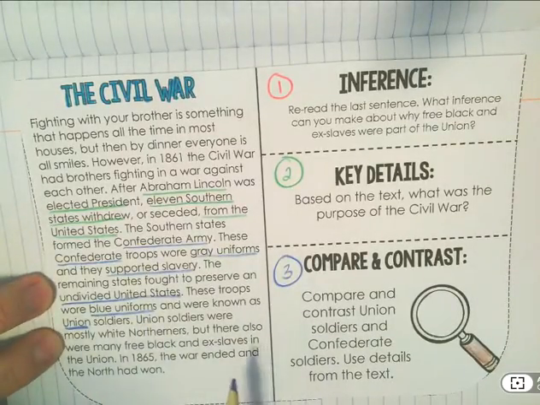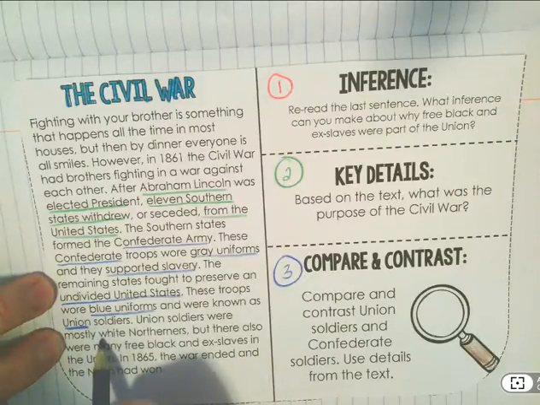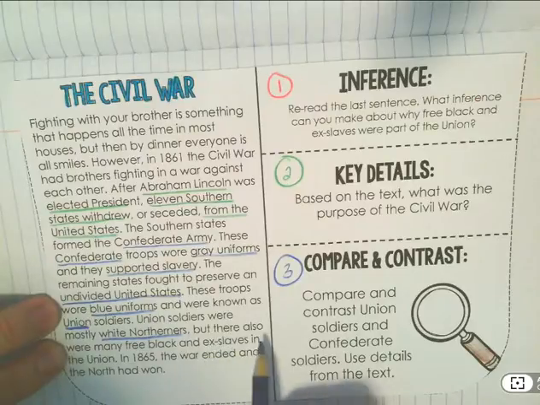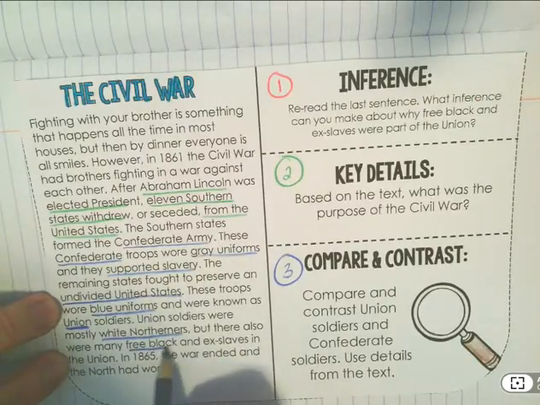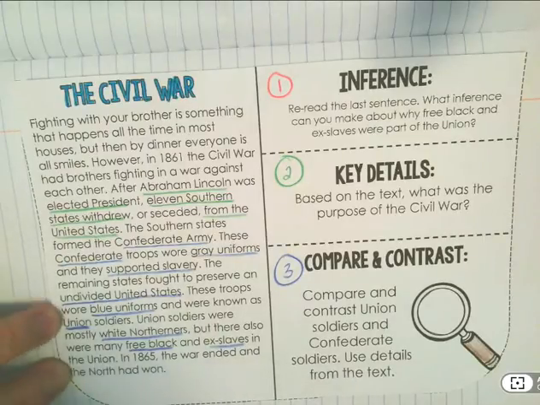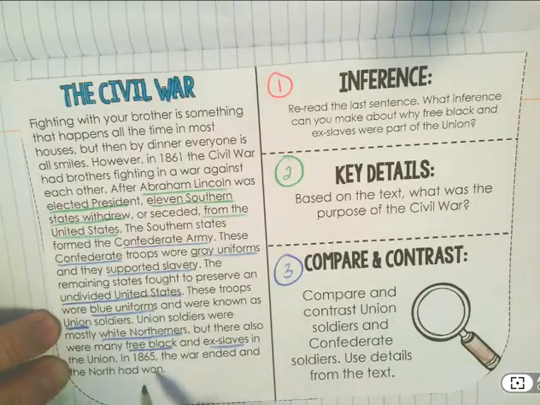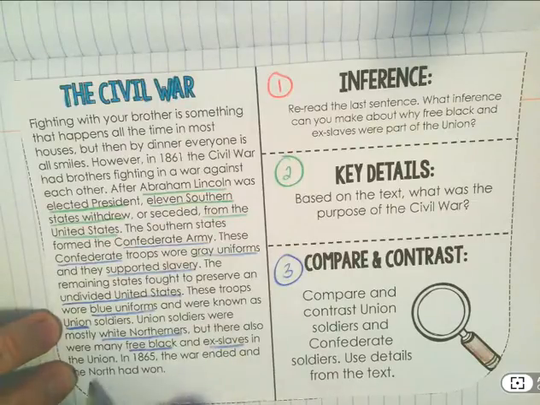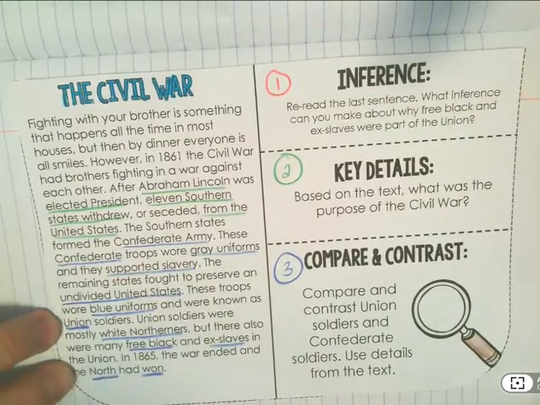Union soldiers were mostly white Northerners, but there also were many free black and ex-slaves in the Union. In 1865, the war ended and the North had won. So the fact that the North won is an important piece there.